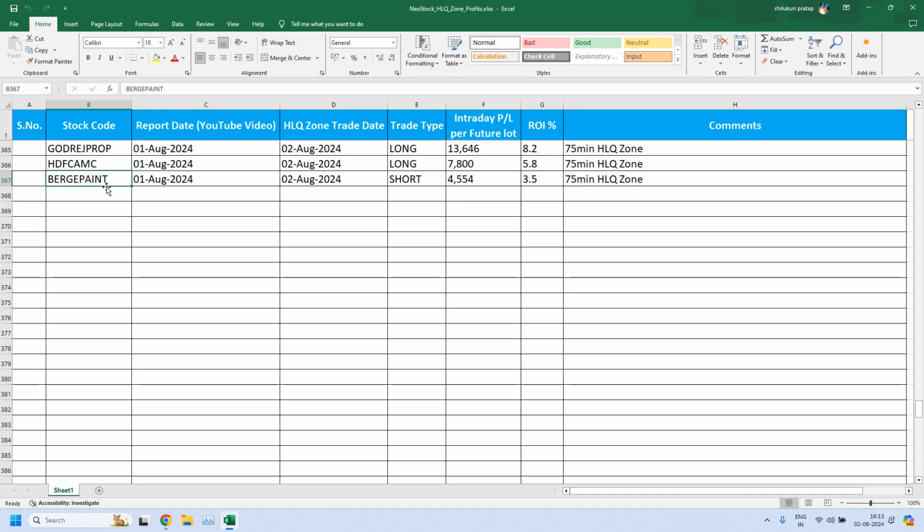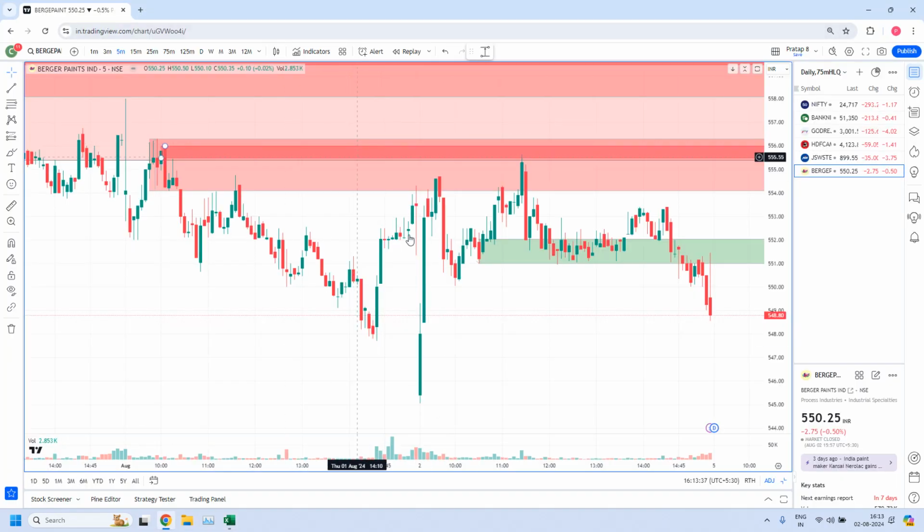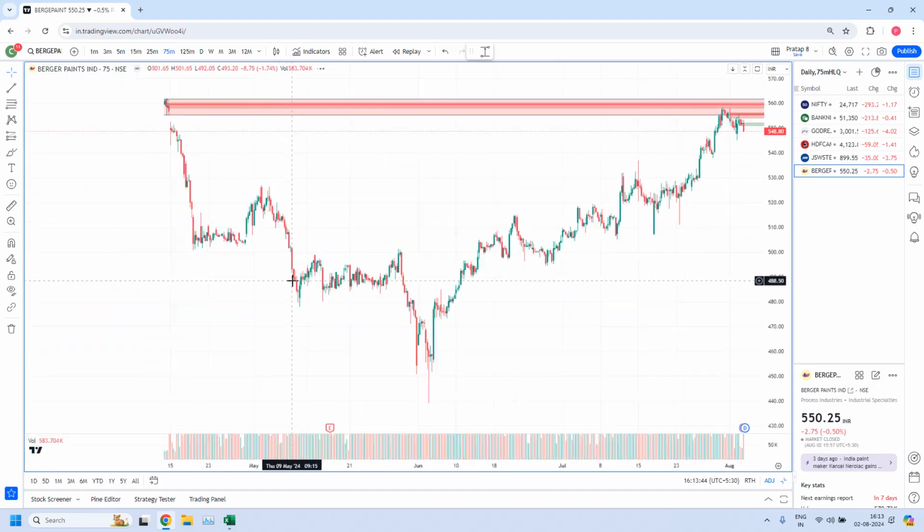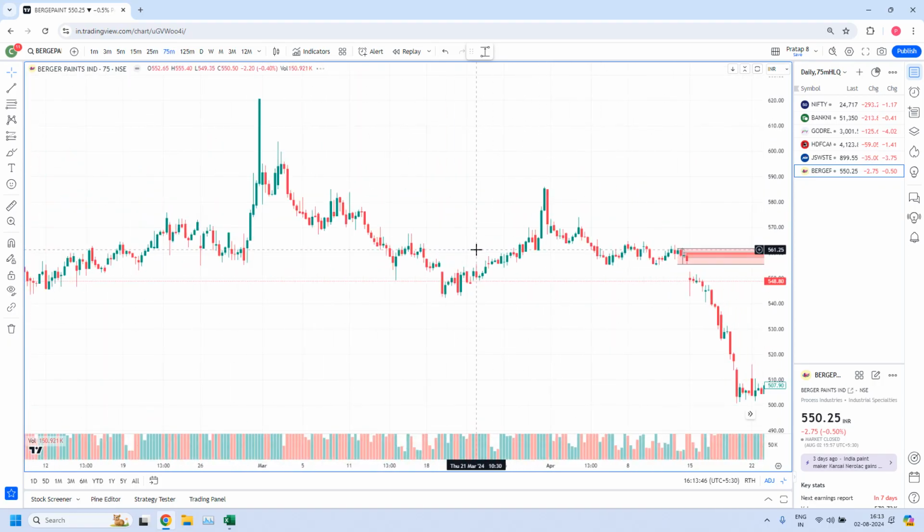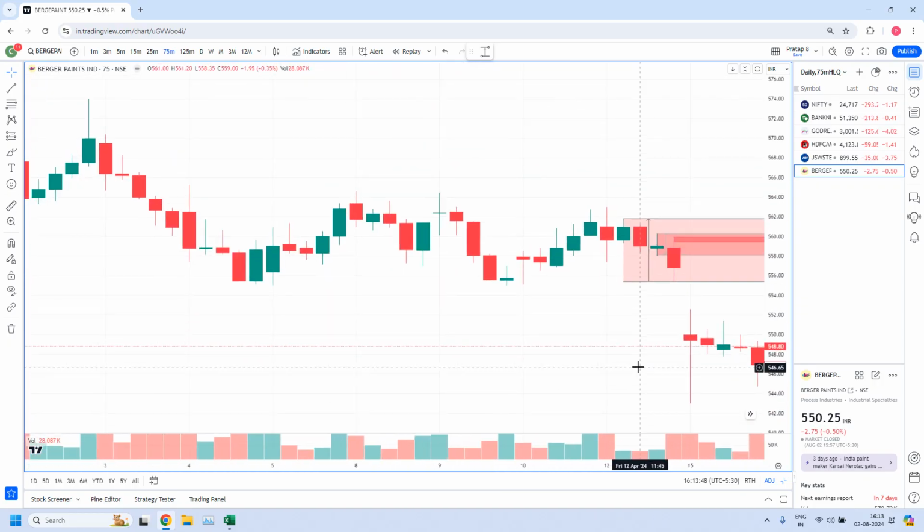Because after the market starts, after the 9:15 candle, this trade is executed, Berger Paints. So Berger Paints, but it is not a long trade, it is a short trade. It is a supply zone. A high liquidity 75-minute supply zone. So this is the one.